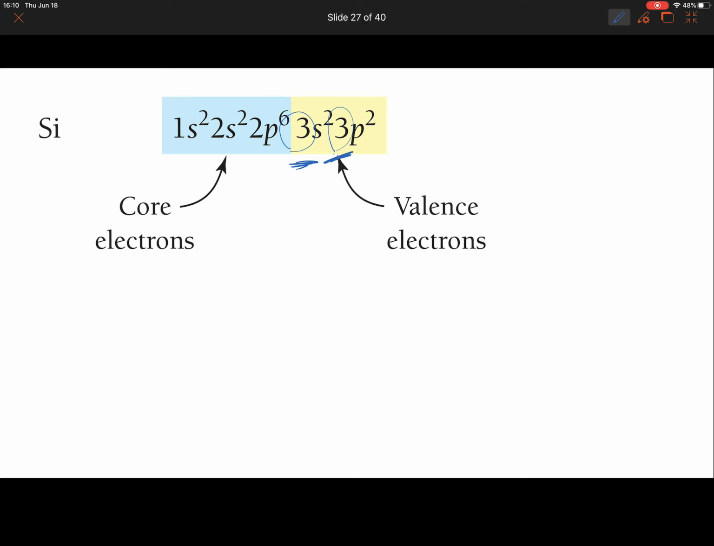So what we'll end up seeing is that there is a lot of similarity in the valence electrons between elements within a column on the periodic table. So silicon, for example, has 4 valence electrons, and those are in the n equals 3 principal shell, and it has 10 core electrons. This is the electron configuration for silicon.